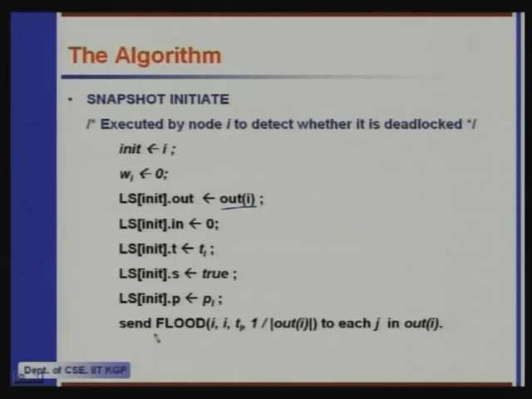Then what we do is we send flood messages. This node propagates the flood message to each j in its out I, to each of its outgoing dependencies. And what are the things that are there? The name of the initiator, the name of the sender, the time at which the snapshot is initiated, and this is the weight. So, it distributes its weight among these out I processes and sends it.